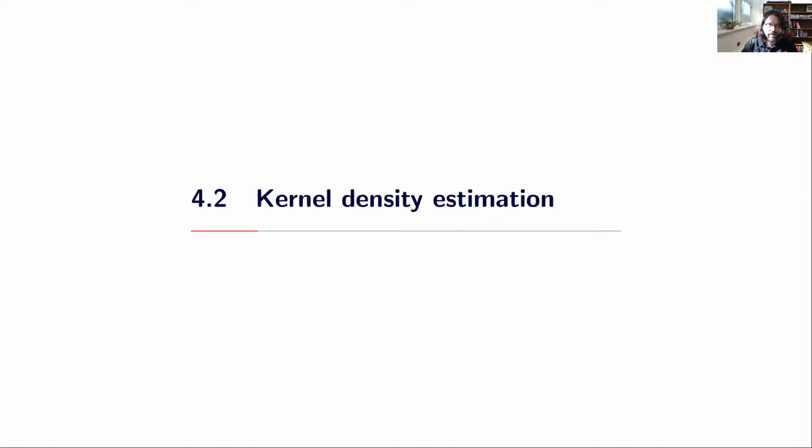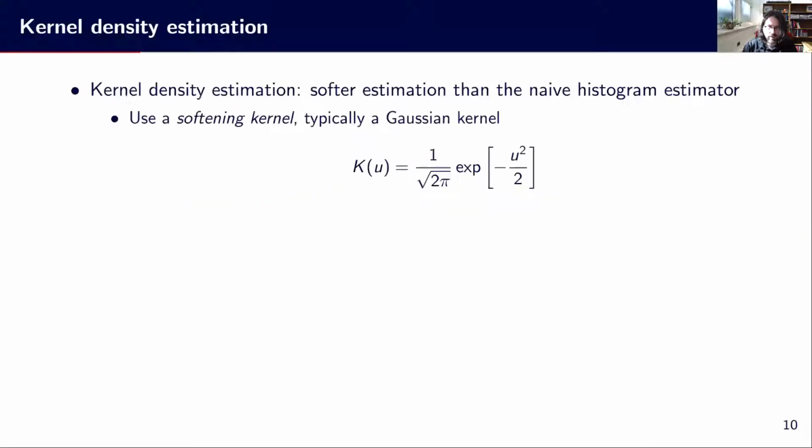Let's now look at kernel density estimation. With kernel density estimation, we are looking at a softer estimation than what we have with the naive histogram. Instead of having this kind of W function that is relatively crisp, between plus and minus h around x, we have 1, and out of that we have 0. We are looking to use a softening kernel.